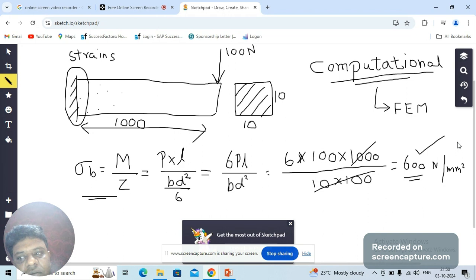The analytical procedure is also very simple in comparison with the other two methods. Why do I say that? Because there are certain limitations for the other two methods, the experimentation method and this one, the analytical method. If you take the experimentation method, I have taken a simple cantilever beam experiment that I have done.